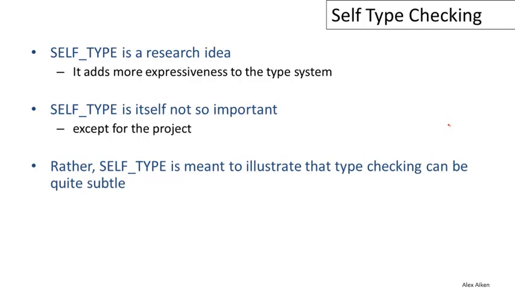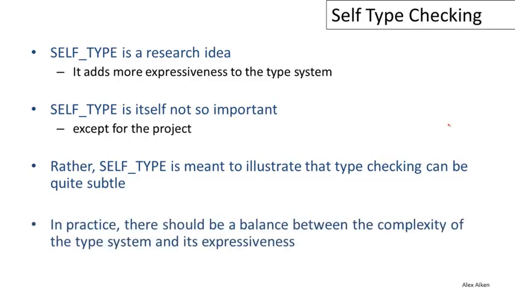It's not all int plus int equals int. There actually are fairly sophisticated things and fairly sophisticated reasoning that goes on inside of type checking. In practice, of course, there needs to be a balance between the complexity of the type system and its expressiveness. More complex type systems are harder to learn and they're harder to use effectively, but they also allow you to write more programs.